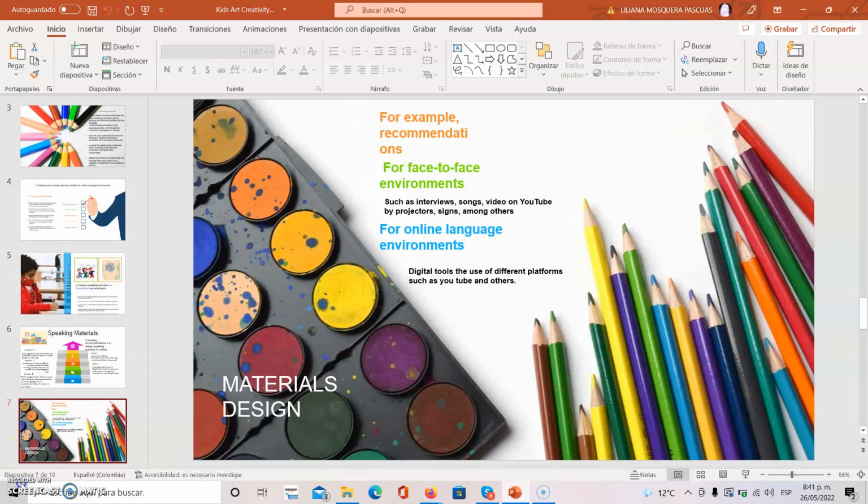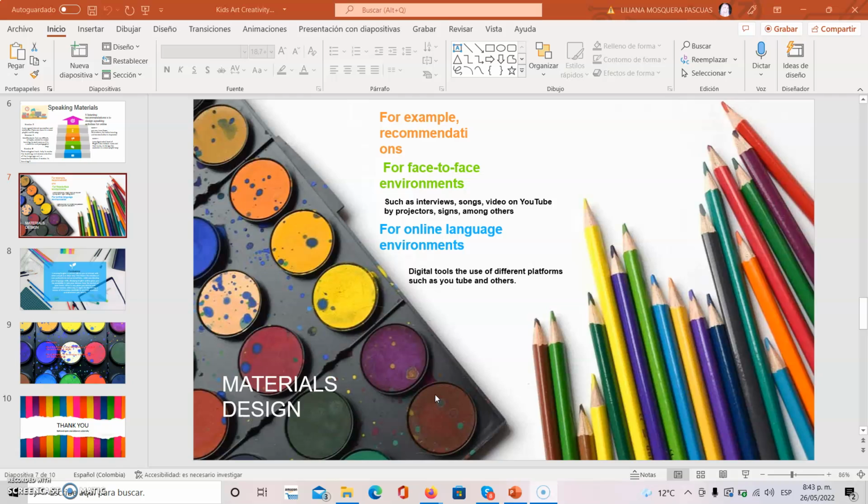And here are some examples of the resources that the teacher has and the place. For recommendation, next presentation, very personal. Next presentation.